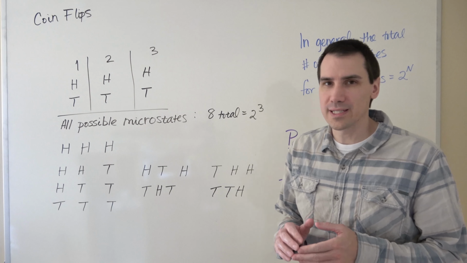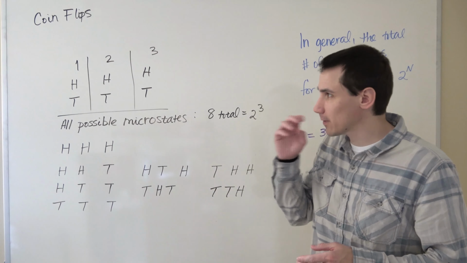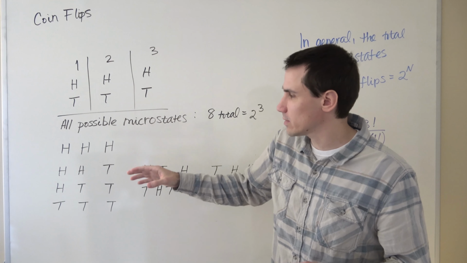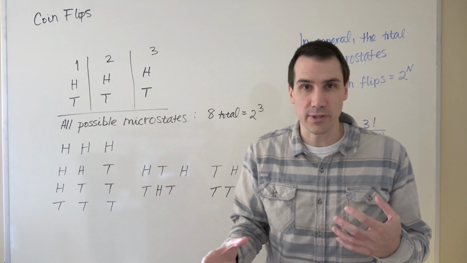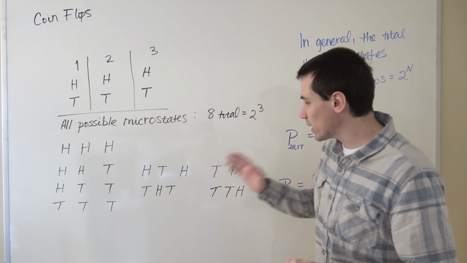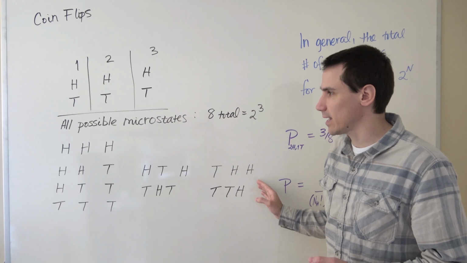In this video, we're going to discuss the statistics of coin flips. So we're going to start out with 3 coins and we're going to flip each of them once, and we are going to figure out how many possible outcomes there are of flipping 3 coins. So I've actually written all of the possible outcomes here in terms of heads and tails.